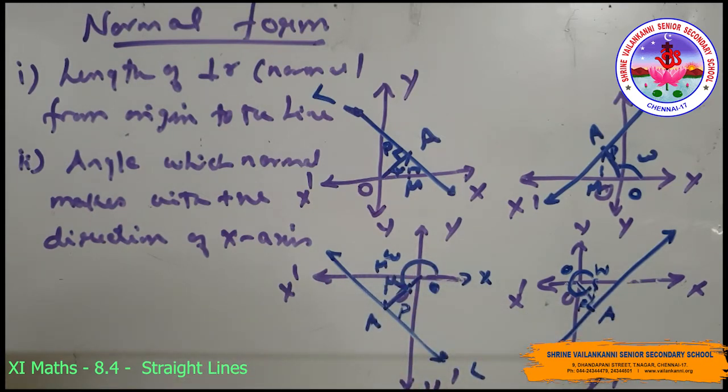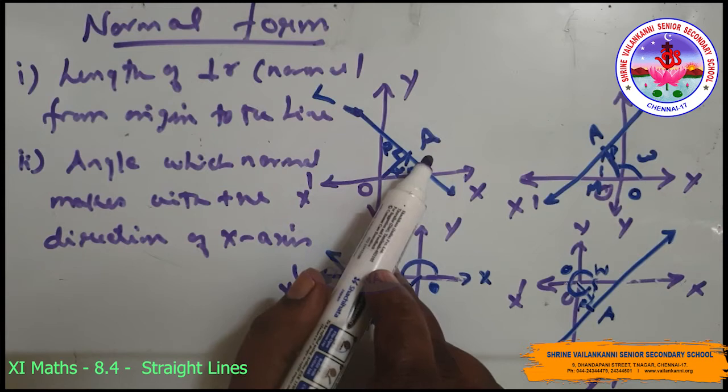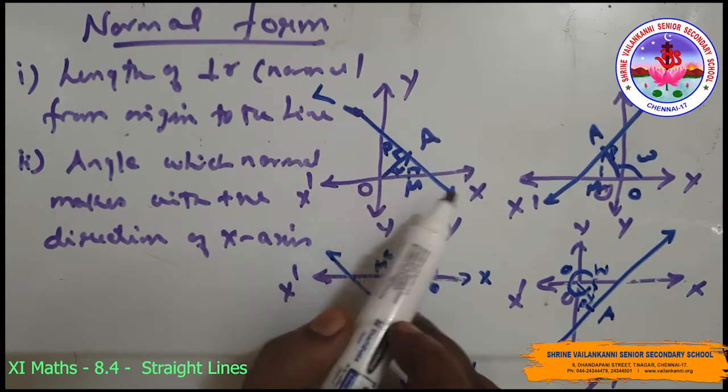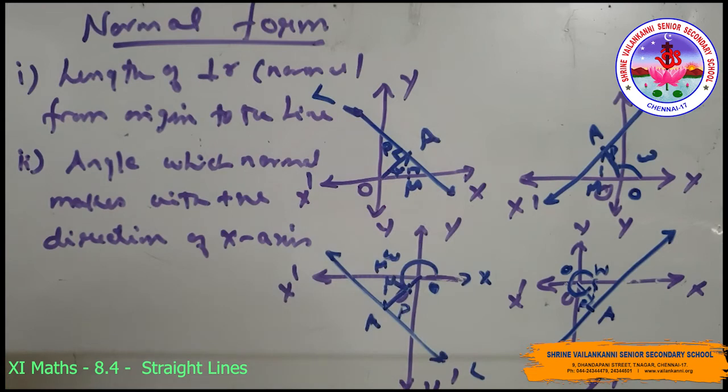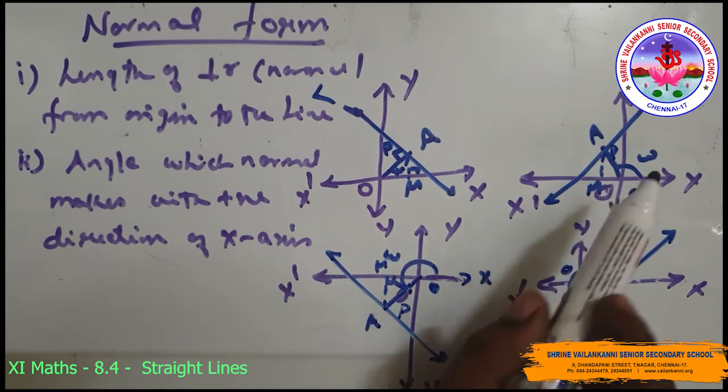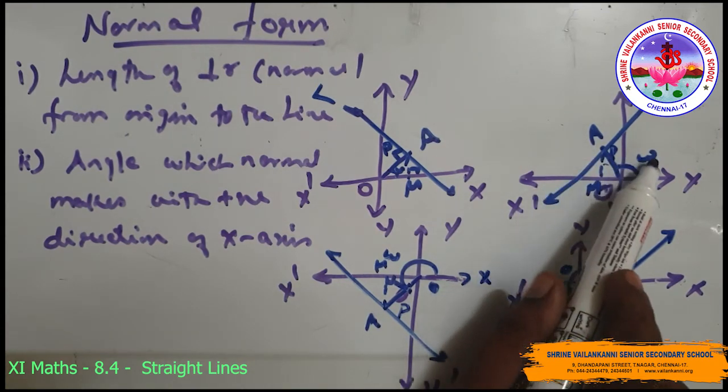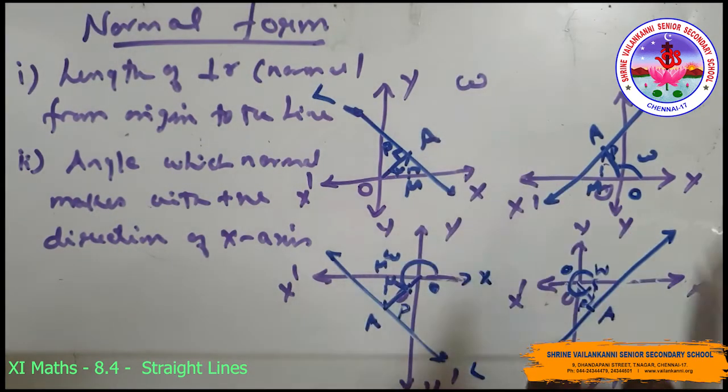Let L be the line whose perpendicular distance from the origin is to some point A, which is OA equal to p, and the angle between the positive x-axis and OA, angle XOA, is equal to omega. So this angle with the positive direction we write as omega. The possible positions of line L in the Cartesian plane are shown. Now our purpose is to find the slope of L and a point on it.